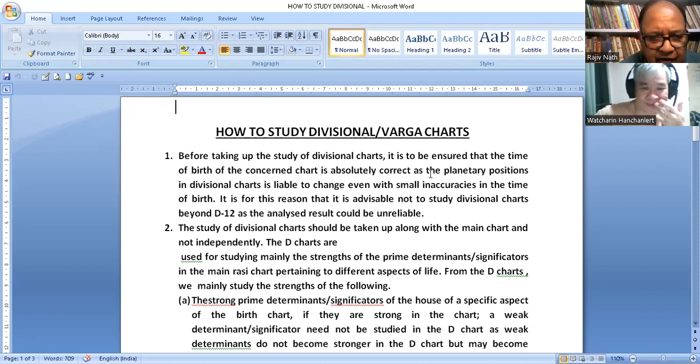As the planetary positions in the divisional charts are liable to change even with small inaccuracies in the time of birth, it is advisable not to study divisional charts beyond D12. If you go up to D60, then you are dividing each sign into 60 equal parts, that is half a degree each. So if your time of birth is even off by a few seconds, then your predictions will go wrong. Yeah, I see.